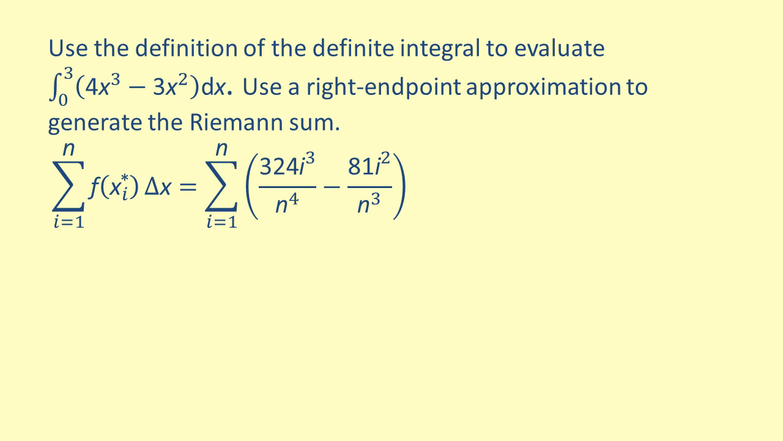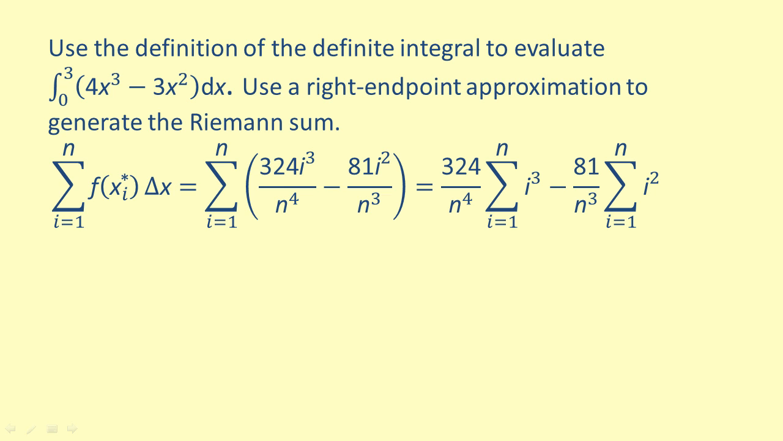Now that we have our Riemann sum, we can use properties of summation notation to evaluate the sum. Recall that the sum of a difference is equal to the difference of sums, and the sum of a constant times a variable is equal to that constant times the sum of that variable. So, we can rewrite the sum as a difference of sums, and then factor out the constants. Recall that we know formulas for the sum of i cubed and the sum of i squared. So let's substitute those expressions for each sum.